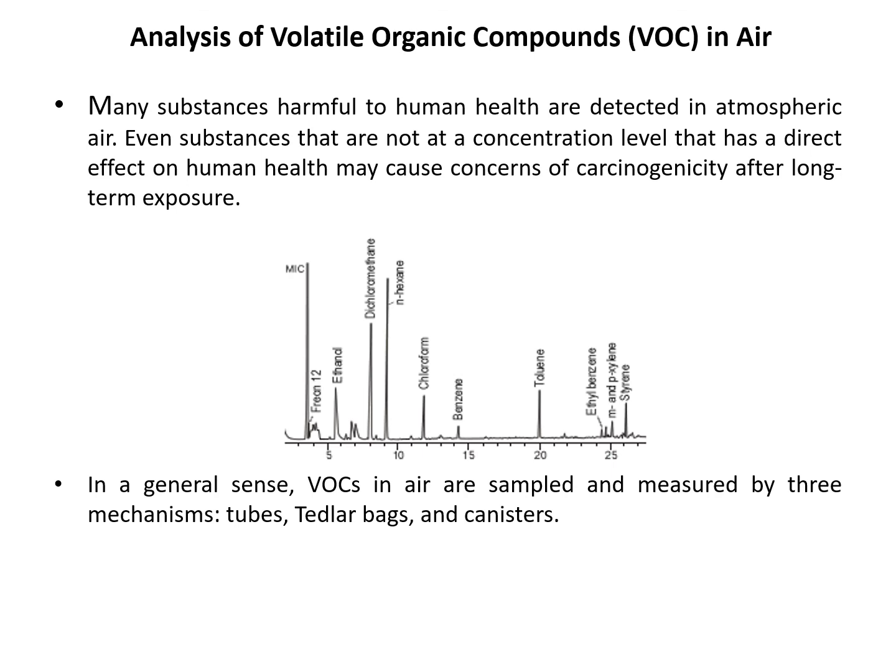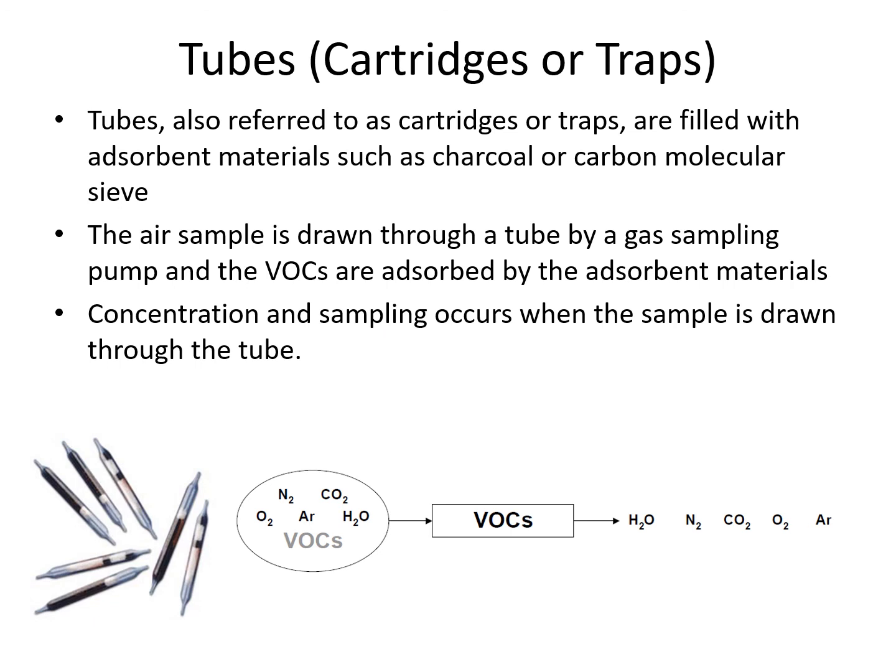In order to extract the gas samples, the first method is the tube method, which is cartridges or just traps. The tubes, also referred to as cartridges or traps, are filled with adsorbent material such as charcoal or carbon molecular sieve. The sample is drawn through a tube by a gas sampling pump, and the VOCs are adsorbed by the adsorbent materials. Concentration and sampling occur when the sample is drawn through the tube. So this is how the VOCs will be trapped by using the tubes.